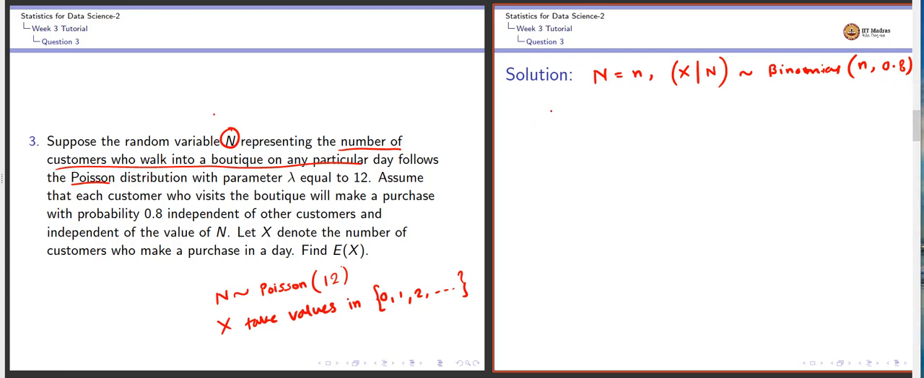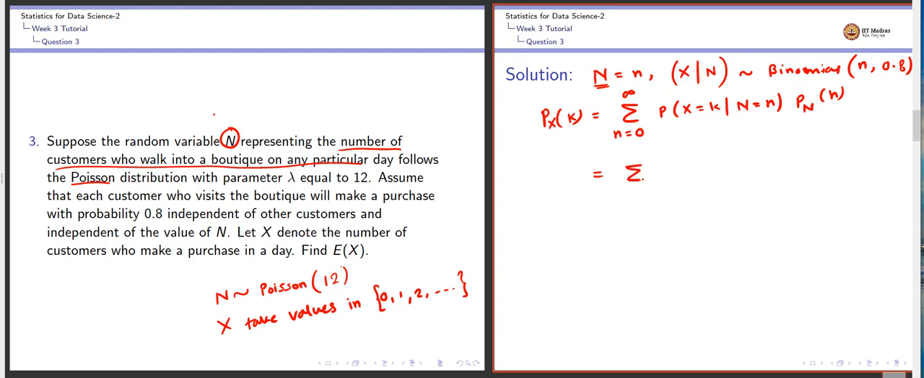Now what we have to find here is the expectation of X. For that we need to find the probability that k number of customers will buy a product. So the probability that X equals k is nothing but the summation over n from 0 to infinity of the probability that X equals k given that capital N equals small n, times the probability that N equals n. This is the conditional probability formula. By using that we can find the probability that k number of customers will buy the product. We know the distributions: N follows a Poisson distribution and X given N follows a binomial distribution.